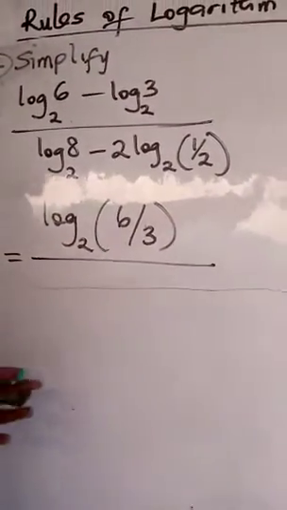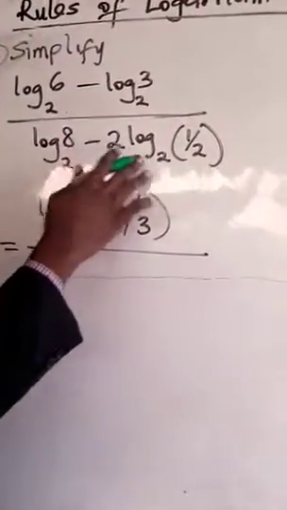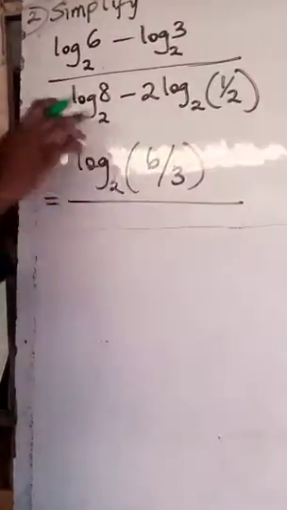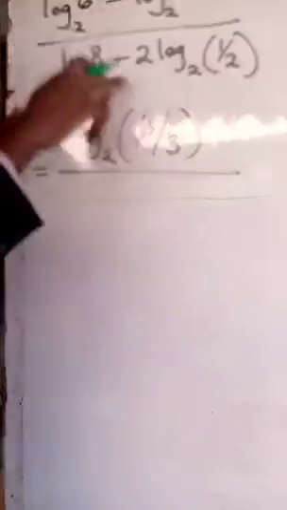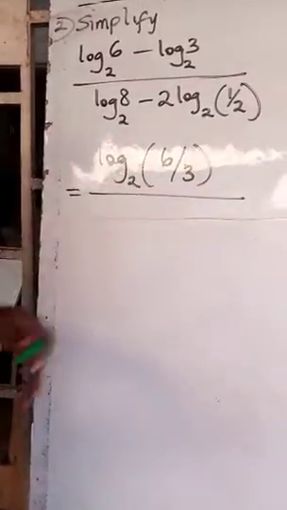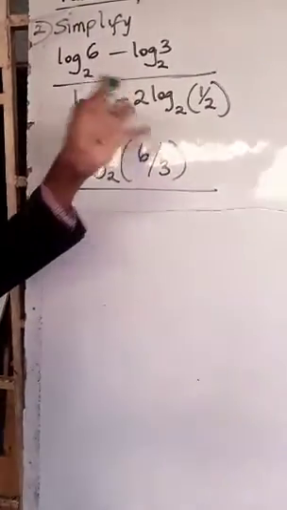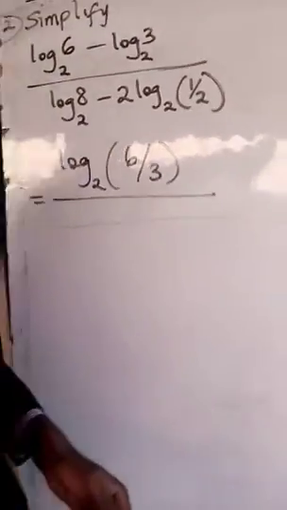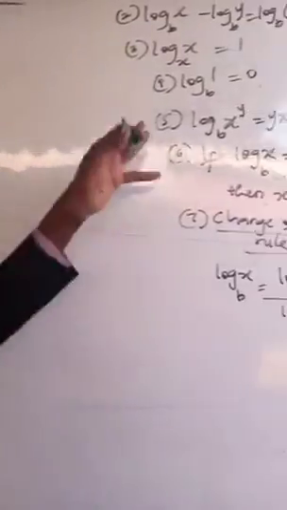Then look at this now. There is a problem a little, but not really a big problem. Before you can apply that subtraction rule here, you have to make sure there is no number in front of the log. So that means you find a way of getting the number out of this place. So how do we get that number out of this place? We are going to use rule 5.